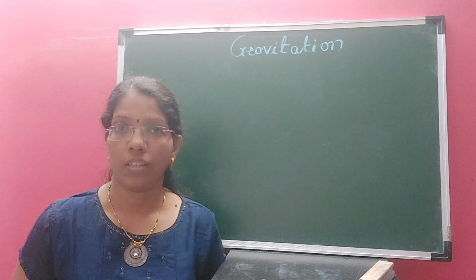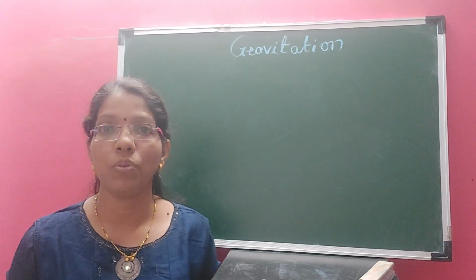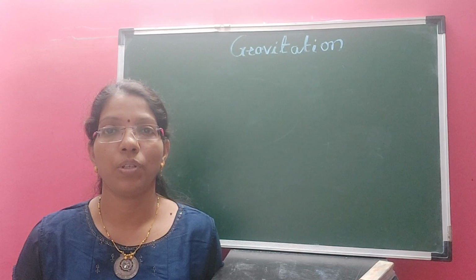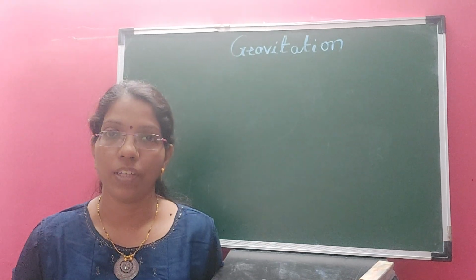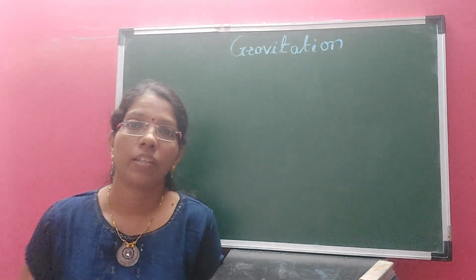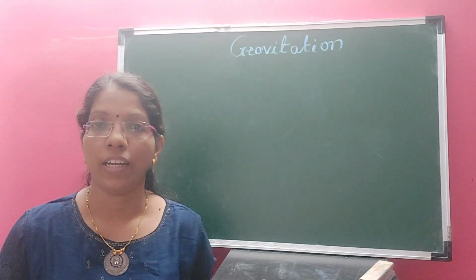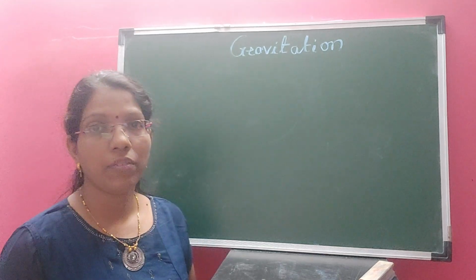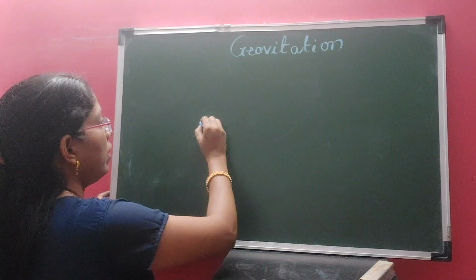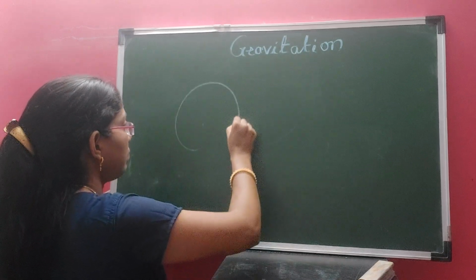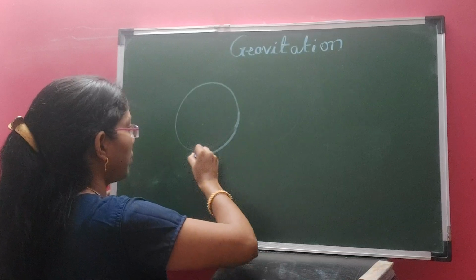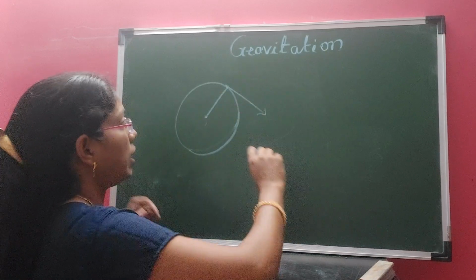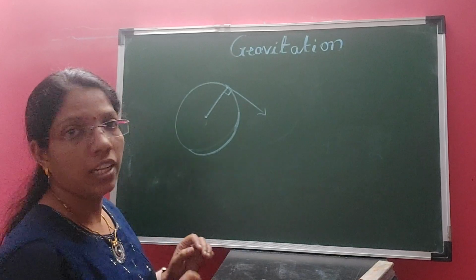The moon is revolving around the earth in a circular path because of the force which is called centripetal force, and it is directed towards the center of the earth. One activity is given in the textbook: you have to hold a string in your hand and tie a stone to the other end of the string, and you have to revolve the string. While revolving the string, at some point the stone will release from the string, and it will release in a tangential direction.